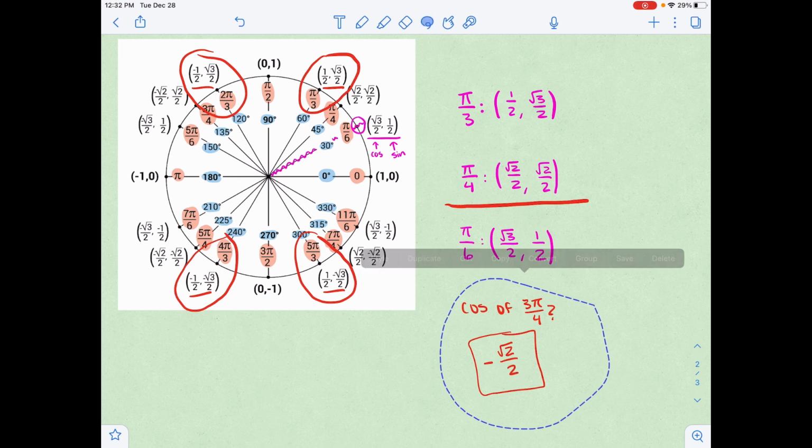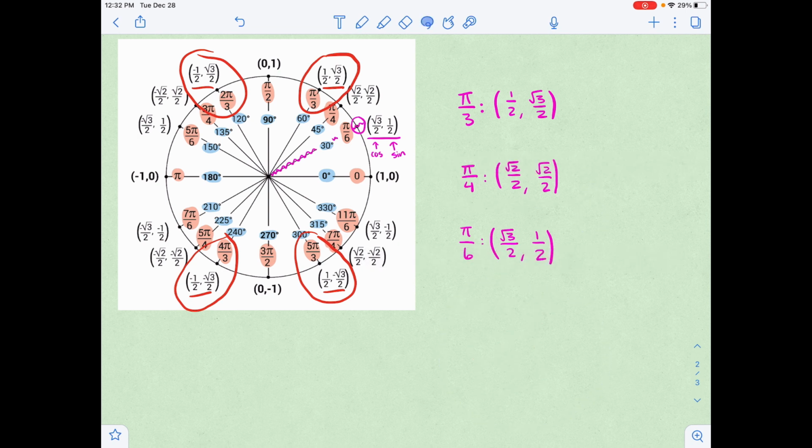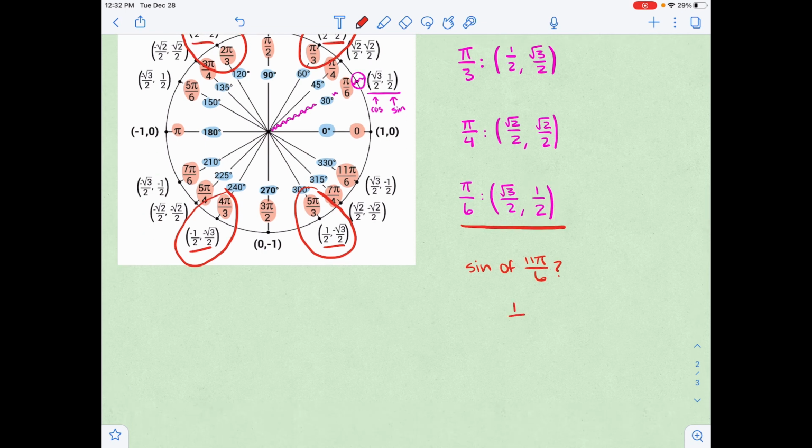Let's look at another example. What is sine of 11 pi over 6? We're given a denominator of 6, so we come over here. And we're asked for sine, so we take the y-coordinate. The numerator is 11, which means that 11 pi over 6 lands in the fourth quadrant. And that tells us that the y-coordinate has to be negative, so we add in a negative sign, and this gives us our answer.